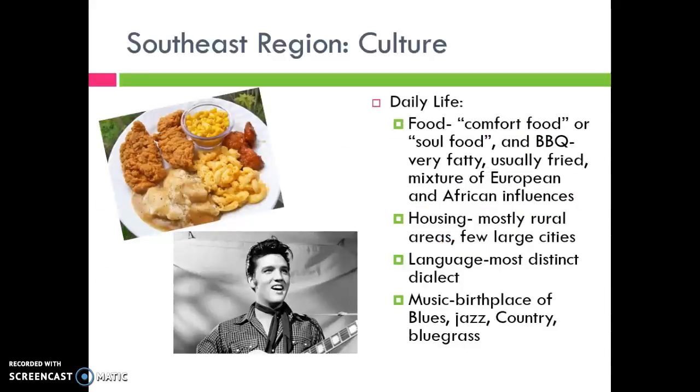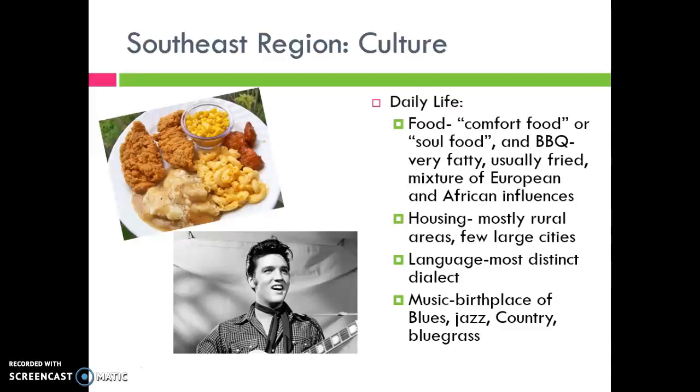Culture, there's a lot of different things about the South that we've talked about before, but comfort food and soul food and barbecue usually are the biggest staples of the Southeast region as far as food goes. This is also a mostly rural area. There are not a ton of huge cities like you would see in the Northeast region.